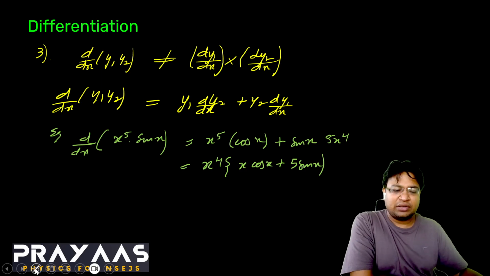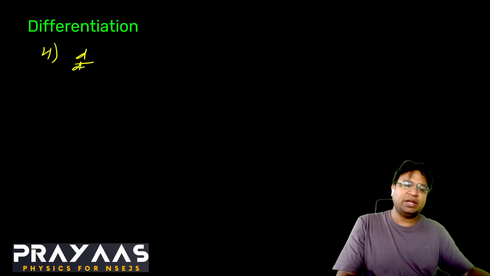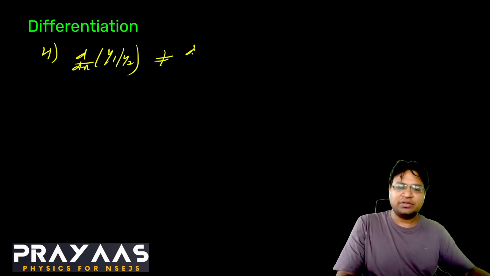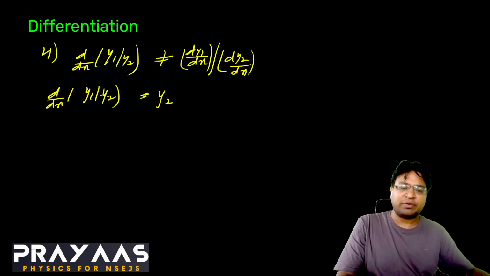Finally, we have another rule, the quotient rule. d by dx of y1 by y2. Again, let me first give you a cautionary note. This is not correct, guys. So, what is the correct way to go about this? You first write the denominator, that is y2.